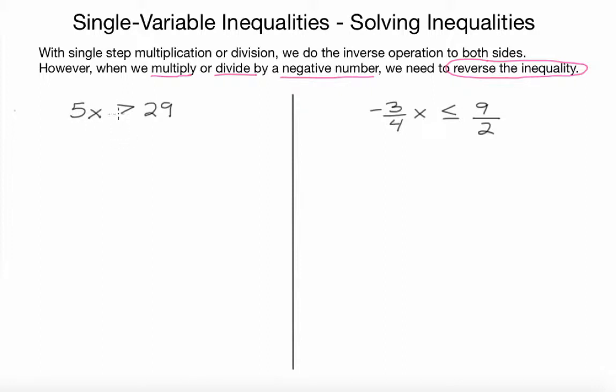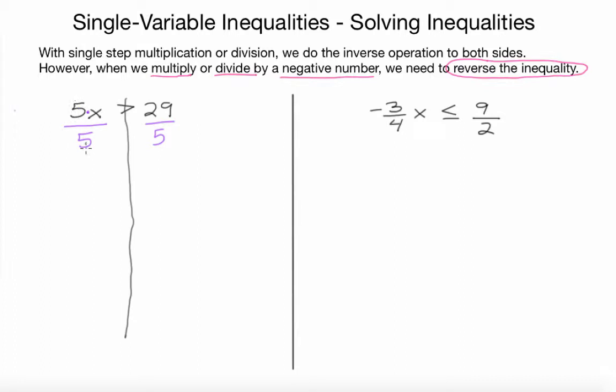Okay, let's do 5x has to be greater than 29. We want to know, what are all the possible numbers for x that when I multiply it by 5, I end up with a number bigger than 29. Let's solve that out. x is multiplying by 5, so if I want to get x by itself, I need to do the opposite of multiplying by 5. I need to divide both sides by 5.